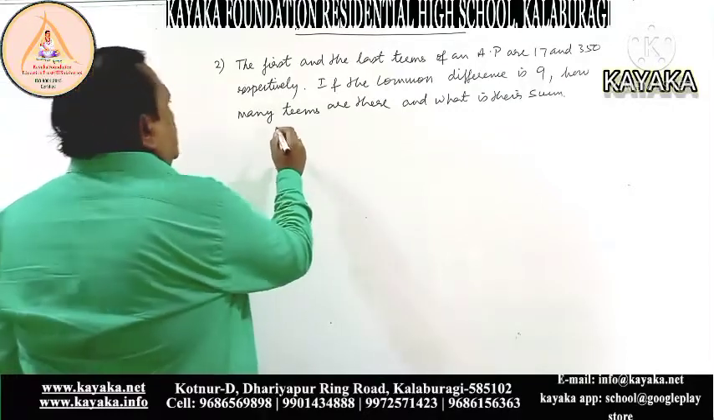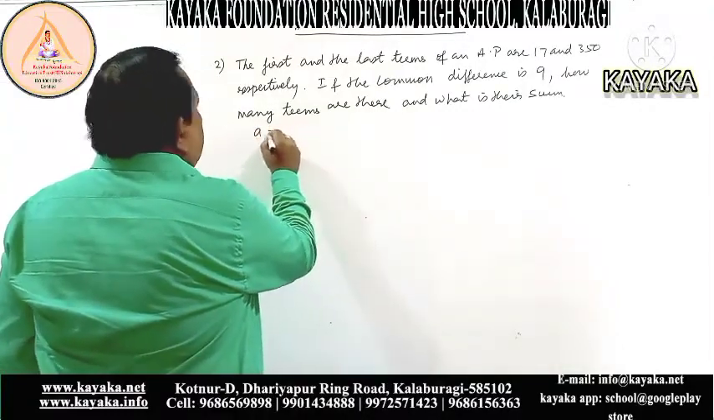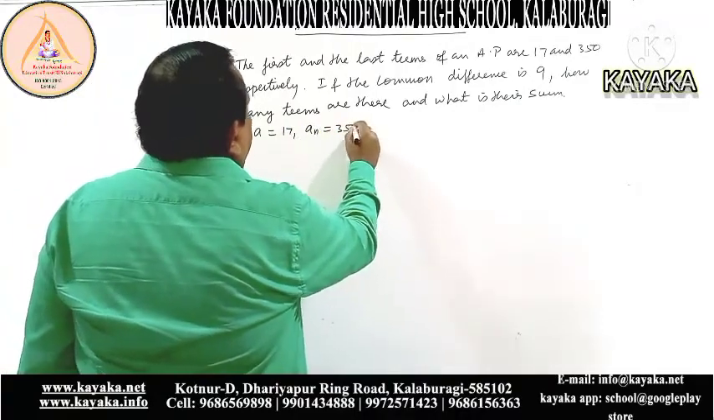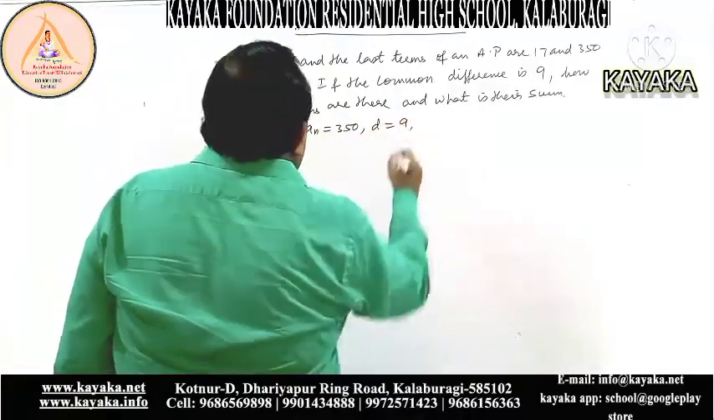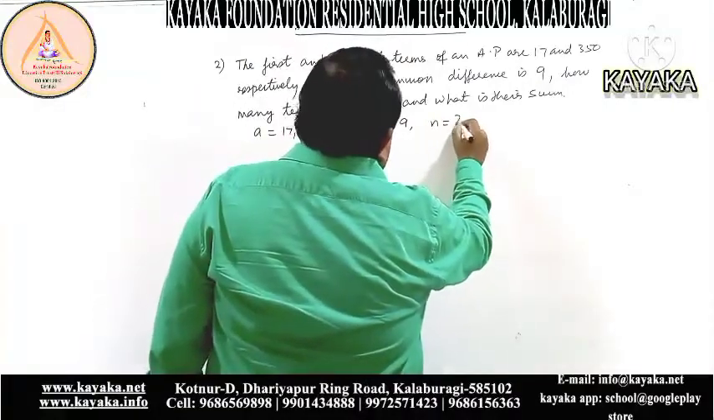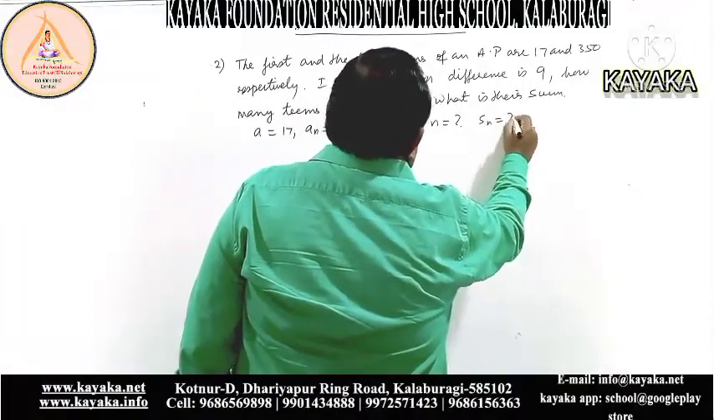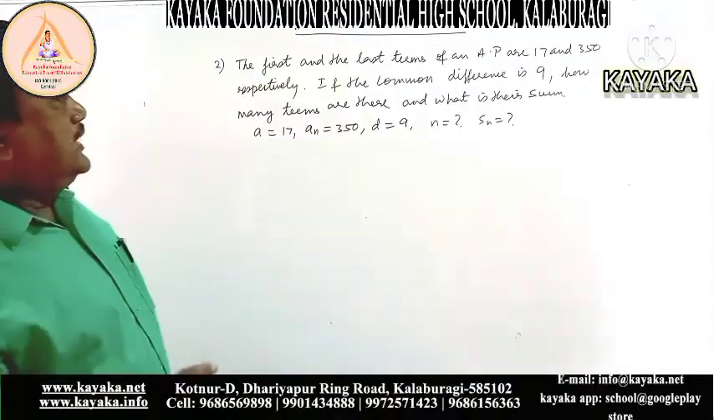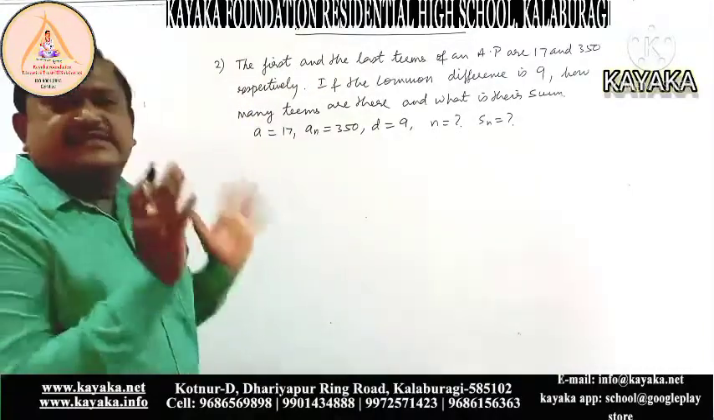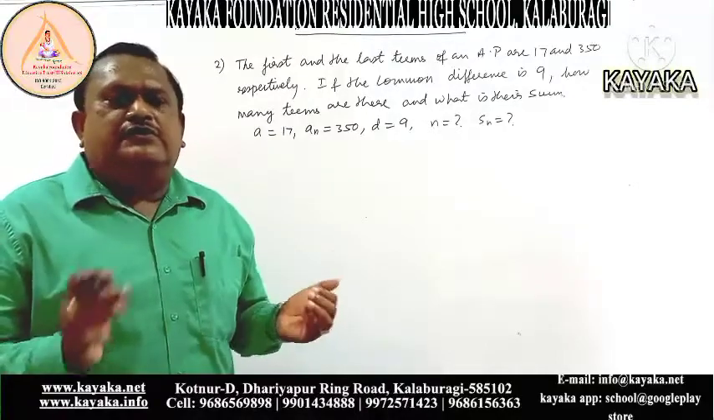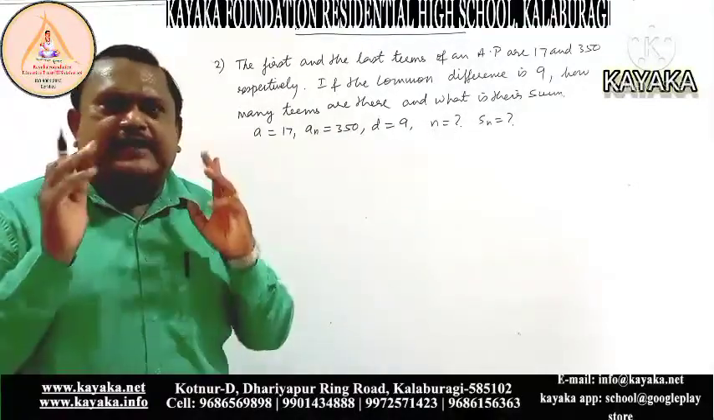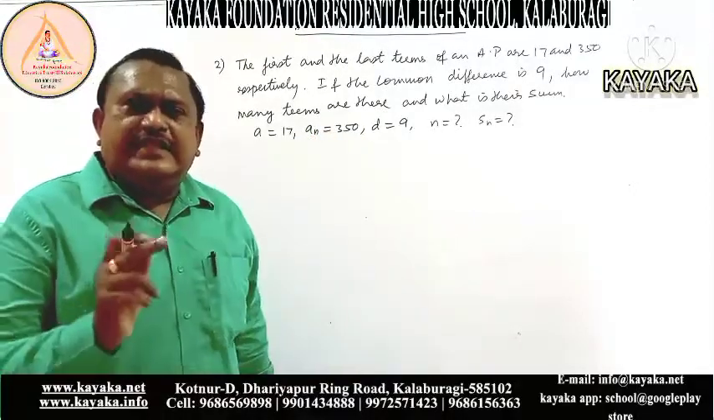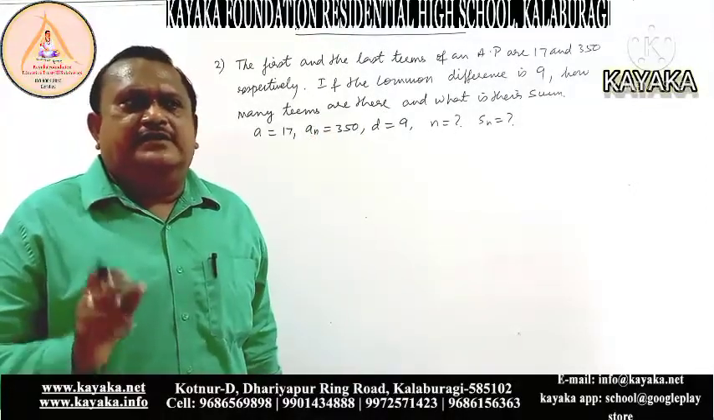Therefore you will write here a equal to 17, an equal to 350, d is equal to 9 they have given. You have to find n and you have to find Sn. Both you have to find. Okay, dear children, now you have to think. Now these are the things given. Which formula can we use to find n? Sn they did not give. An they have given. Therefore you can use the an formula. Like that you have to think, then you will get the idea.